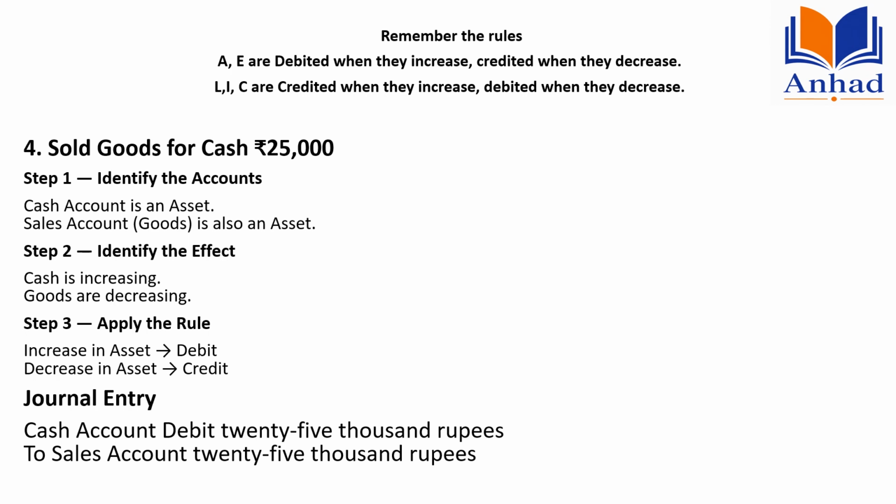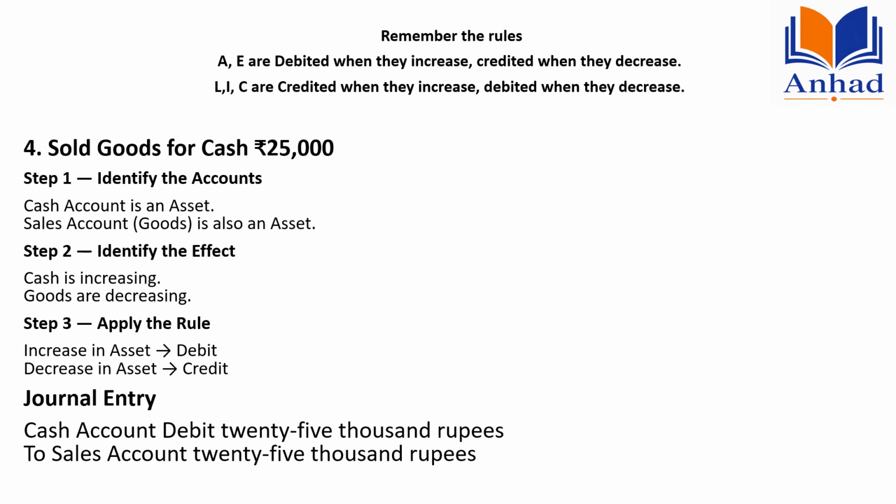Step 3. Apply the rule. An increase in an asset is debited. A decrease in asset is credited. Journal entry. Cash account debit 25,000 rupees, to sales account 25,000 rupees.